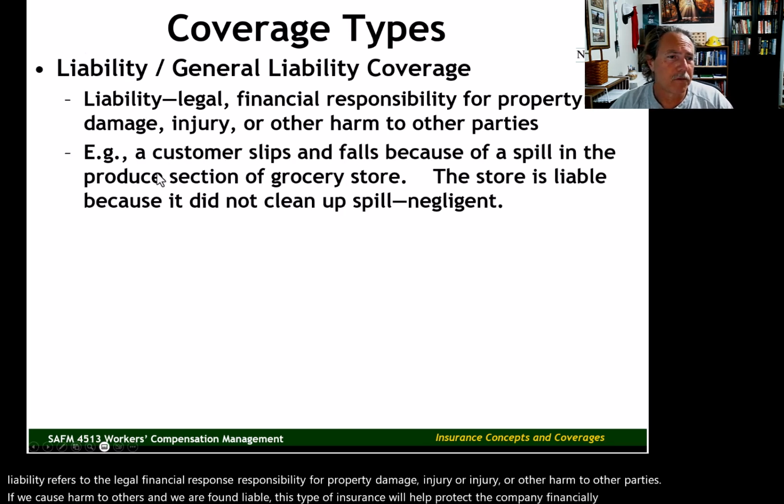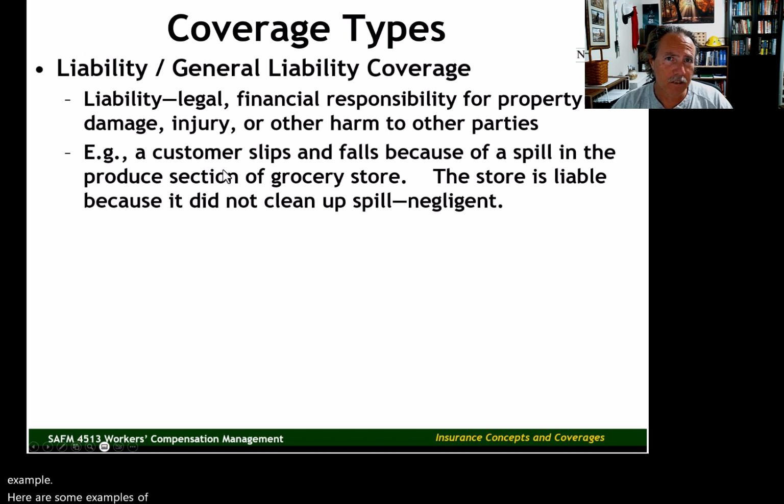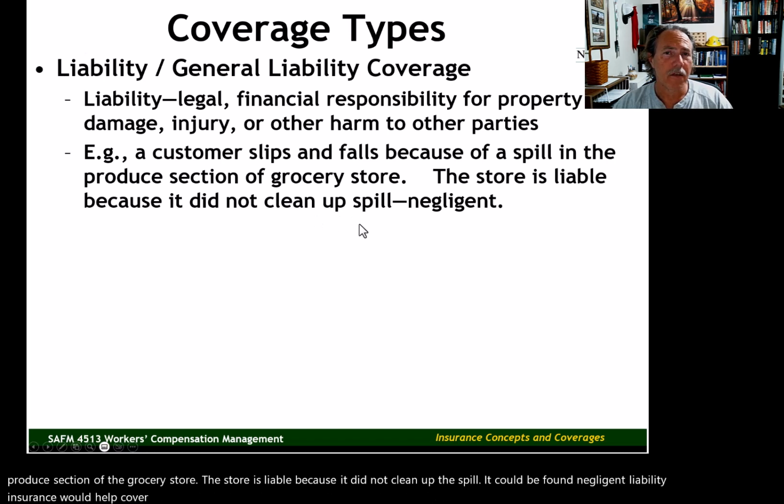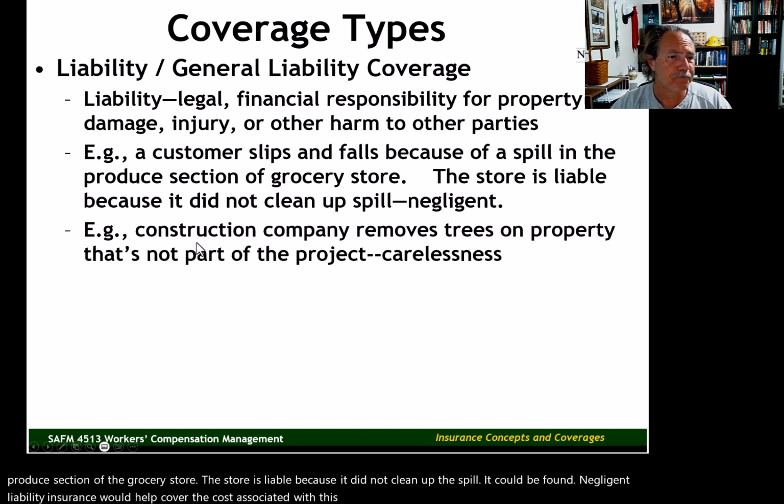Here are some examples of where liability insurance would be needed. A customer slips and falls because of a spill in the produce section of a grocery store. The store is liable because it did not clean up the spill. It could be found negligent. Liability insurance would help cover the cost associated with this negligence.